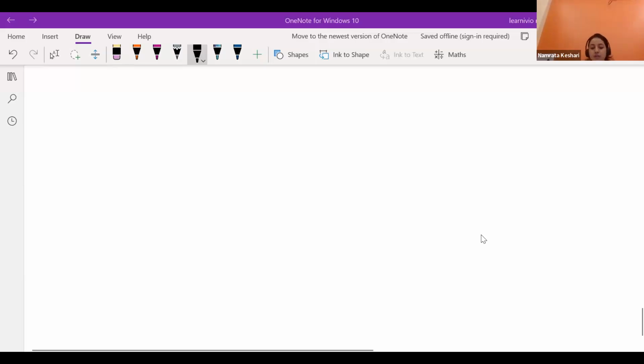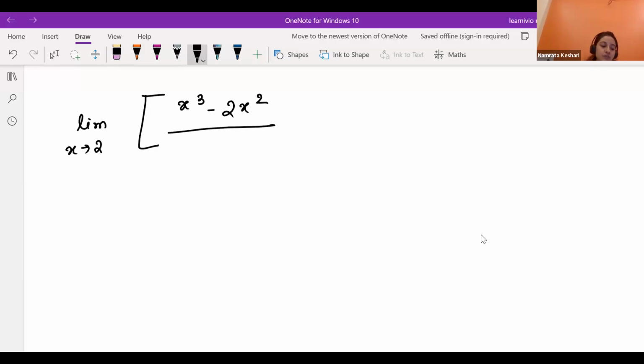Let's do a few more questions. We will solve simplification-based questions like this, and whatever the problematic point is, we will remove it with the help of factorization. So the next question is: we have to find the limit as x tends to 2 of the function x cube minus 2x square over x square minus 5x plus 6. Please do it, Ali and Alina.